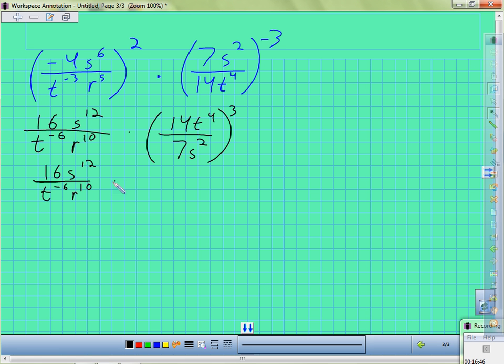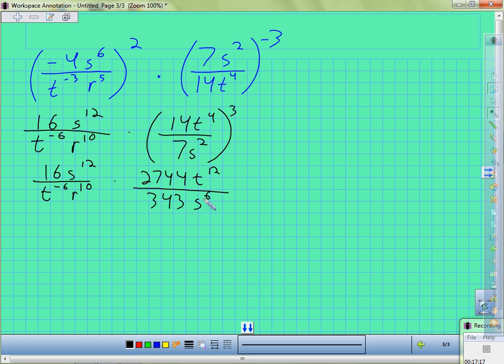14 cubed, anyone? Calculators? I know. Squared is 196. 2744, t to the 12. Right, 7 cubed is 343, s to the 6. All right, now, all my parentheses are gone.